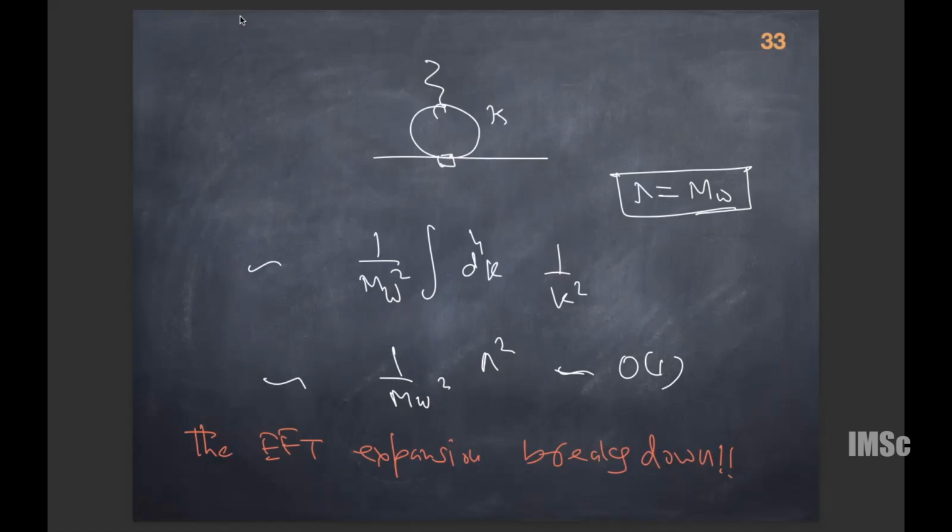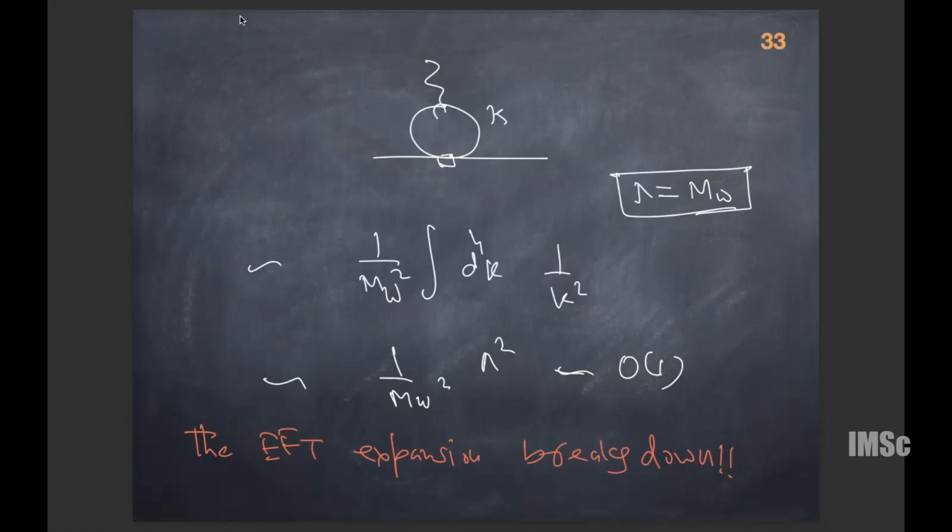So this will give... okay. My main point is that this loop diagram with a cutoff is giving powers of lambda. If you cut it off at lambda, the loop diagram produces a power law in lambda. That's the point. So then it becomes hard to track the powers of lambda, right?